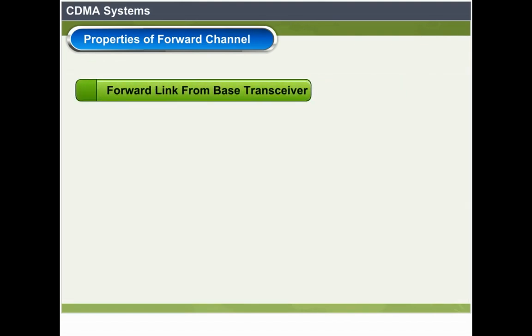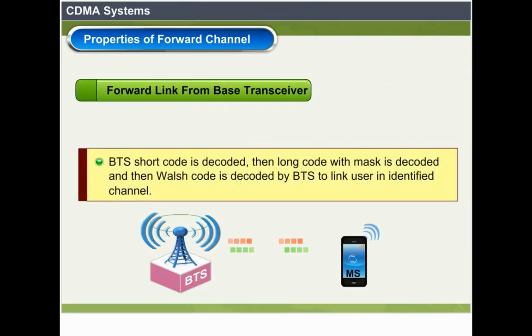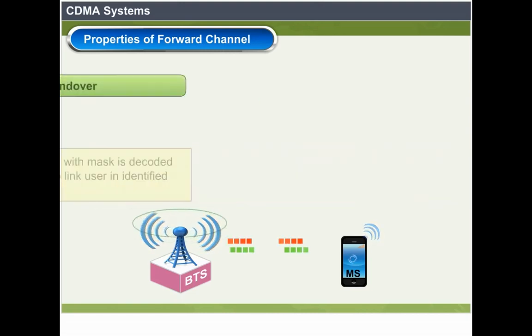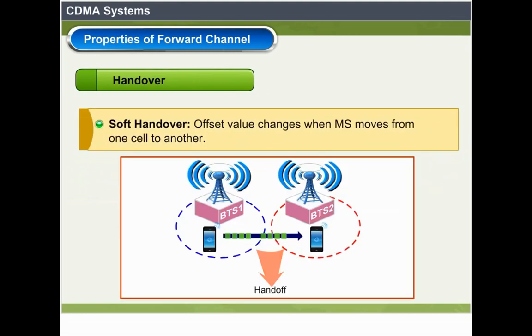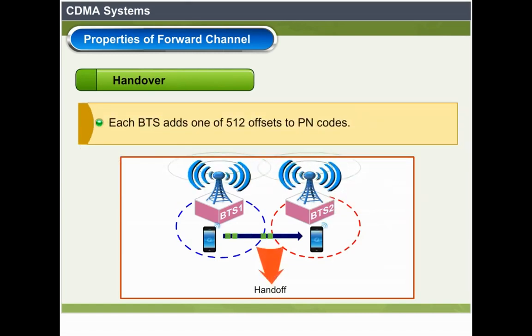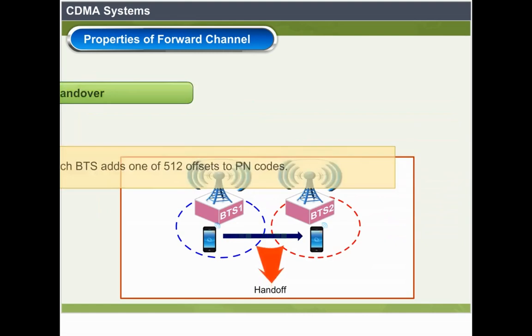Forward link from base transceiver. The BTS short code is decoded, then the long code with mask is decoded, and then the Walsh code is decoded by the BTS to link the user in the identified channel. Handover: soft handover. The offset value changes when the MS moves from one cell to another. Each BTS adds one of 512 offsets to the PN codes.